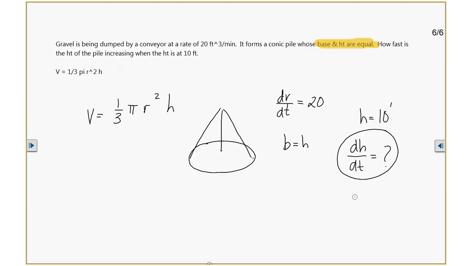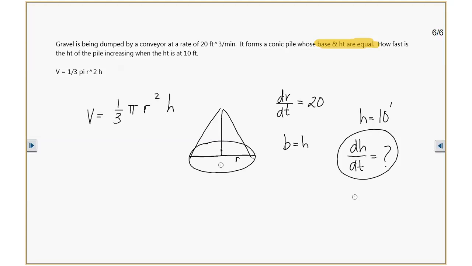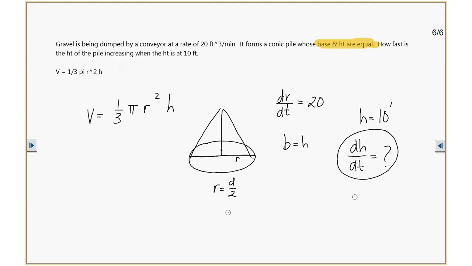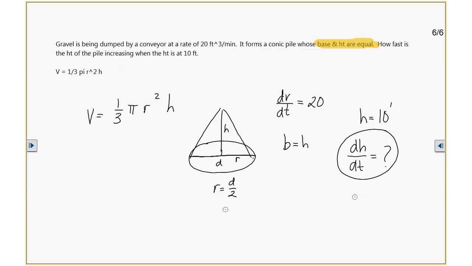All right, that's basically what we got. Let's see, radius is this right here. But radius is the diameter divided by what? 2. Radius equals diameter divided by 2. Well, we know that the diameter is equal to what? h. Is equal to h. So I can put an h right here, and the radius is equal to h over 2. And we plug that in for what? R.